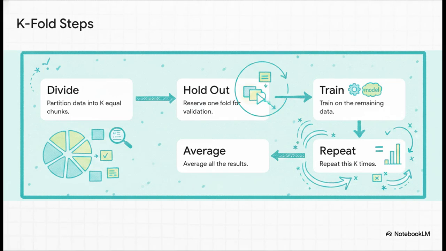Here are the concrete steps. First, divide the data. Second, hold out one fold. Third, train on the rest. But step 4 is where the real magic happens. We repeat this process K times. This means every single piece of data gets to act as the validation set exactly once. By the time we reach step 5 and average out all our results, we've dramatically minimized the chance that an unlucky data split tricked us into overfitting.